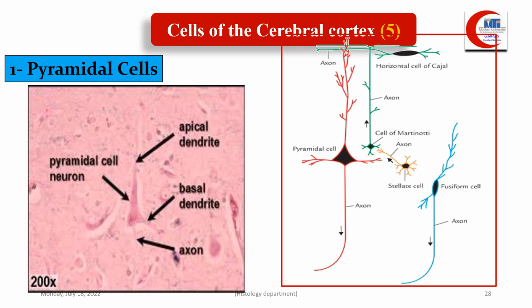Cells of cerebral cortex. What about cells of the cerebral cortex? You must know the names of the cells of the cerebral cortex. The first one today is called pyramidal cells. From its name, you can expect that it is pyramid or triangular in shape. So pyramidal cells are triangular or pyramidal in shape, having dendrites arising from the body and one axon arising from the cell itself.